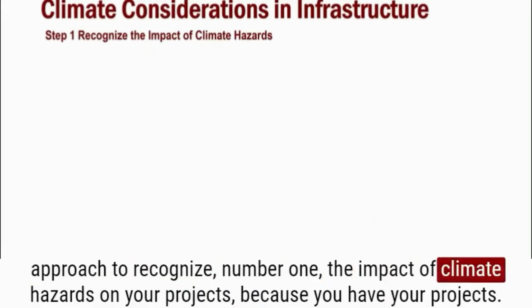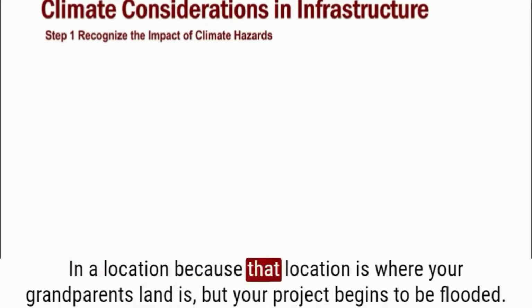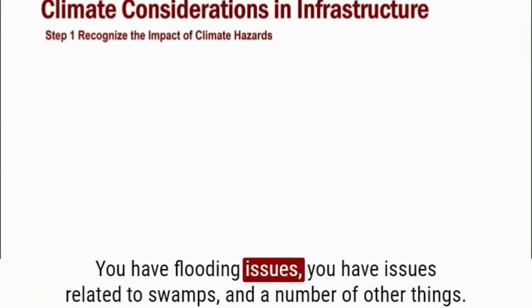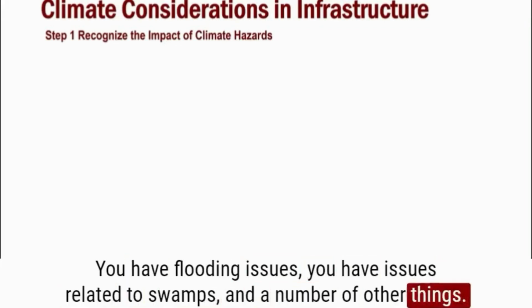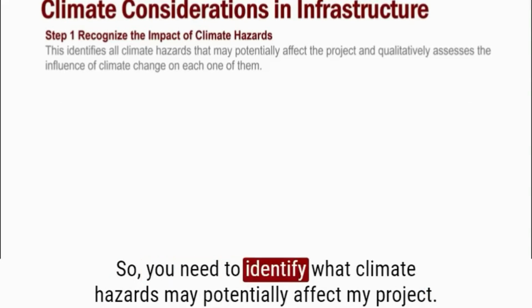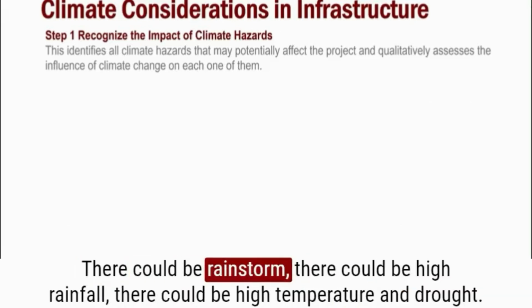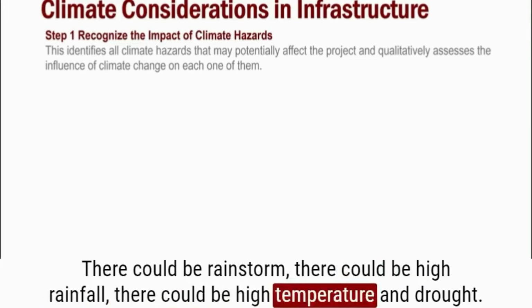number one, the impact of climate hazards on your project. Because you could have a project, a location, because that location is where your grandparents' land is, but your project begins to be flooded. You have flooding issues, you have issues related to swamps, and a number of other things. So you need to identify what climate hazards may potentially affect my project. There could be rainstorm, there could be high rainfall, there could be high temperature and drought.